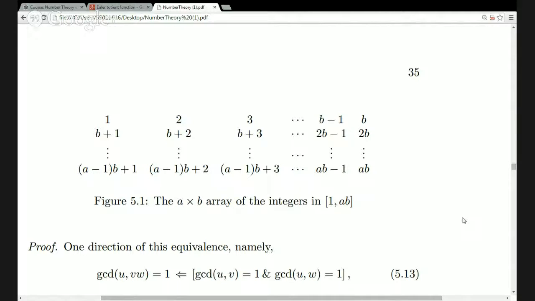And we're going to talk about this array of numbers. And we're going to cross out all the ones that aren't co-prime to the number a times b. And look at what's left, and see that that counts up in the right way in order for the function to be multiplicative.